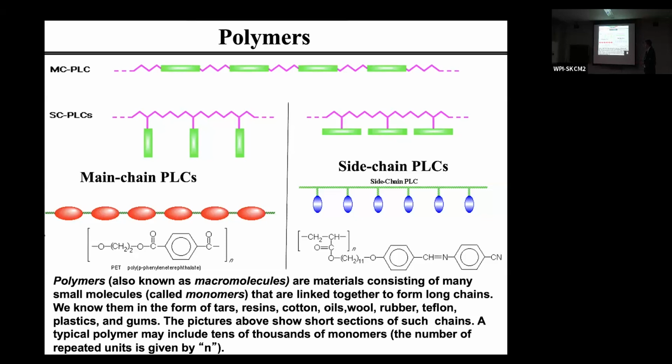You could have side chain polymer liquid crystals where they are connected to a single backbone and exhibit orientational ordering as well. And you here have some examples, right? So the N stands for the number of times you repeat, right? So typically it can be hundreds, thousands, and much, much larger as well.